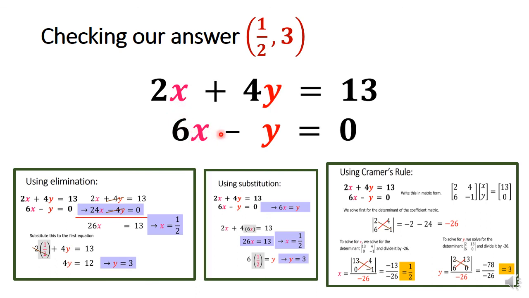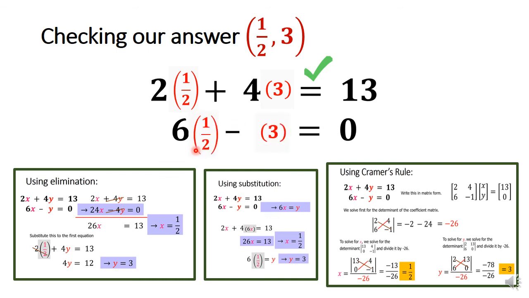Let's check our answer by substituting 1 half for x and 3 for y. For the first equation, we have 2 times 1 half plus 4 times 3. This gives us 1 plus 12, and 1 plus 12 is 13. So, check. For the second equation, we have 6 times 1 half minus 3. This is 3 minus 3, and that is 0. Another check. That means we got our answers correctly.